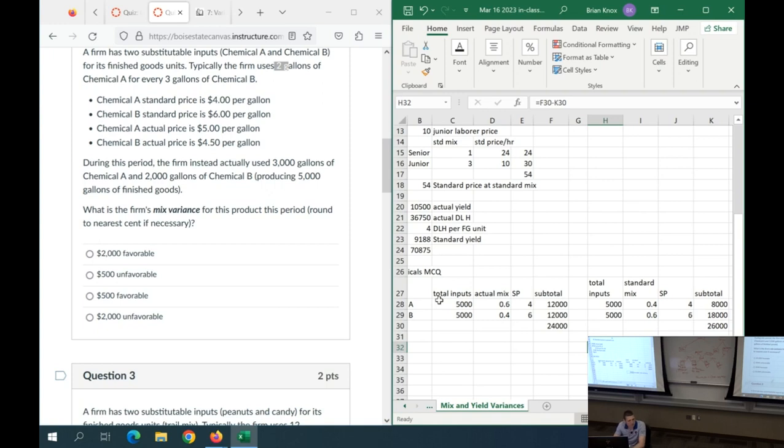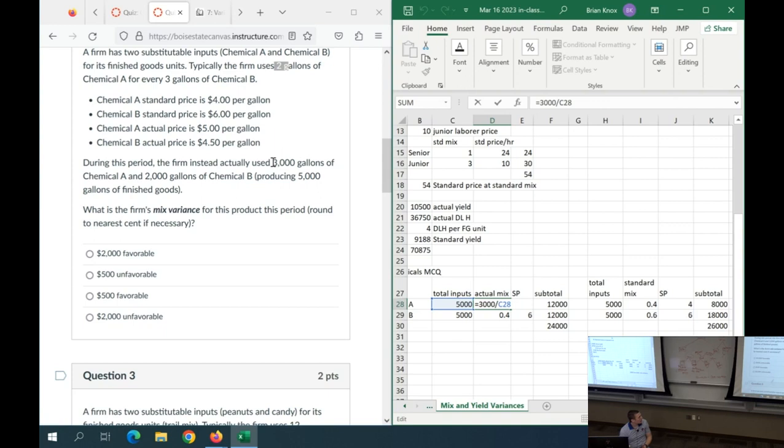Yeah, Corey. For actual, is the mix based on the units or based on the gallons of input? Okay. Yep, based on the number of gallons of input. Out of a total 5,000 gallons we produced, or excuse me, I said it wrong. I said it the opposite. 5,000 gallons we put in. How many of those gallons were chemical A and how many of them were chemical B?